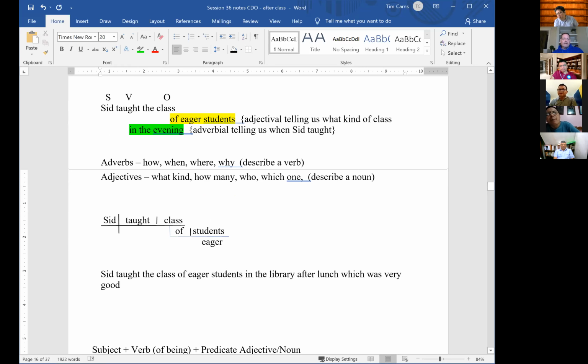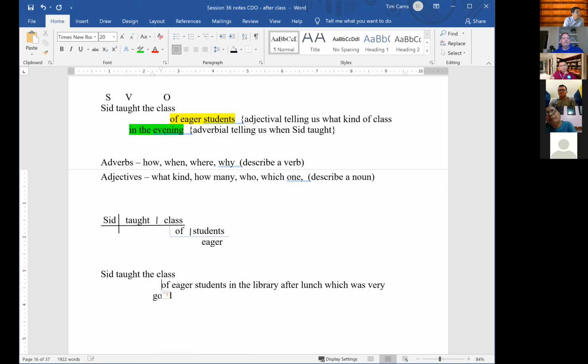All right, if you were to line diagram this, it would take you a while, and you just have this skeleton of all these words everywhere. Whereas if you block diagram it, you can see right away, of eager students, what kind of class. In the library, that's where he taught the class. After lunch, that's when he taught the class. Which was very good, it's describing lunch. What kind of lunch?